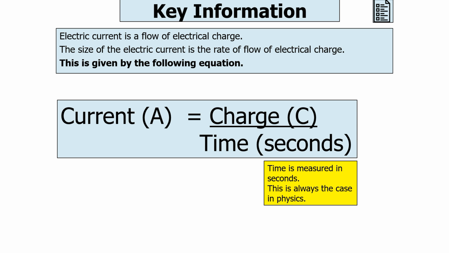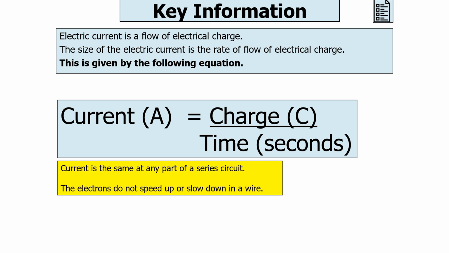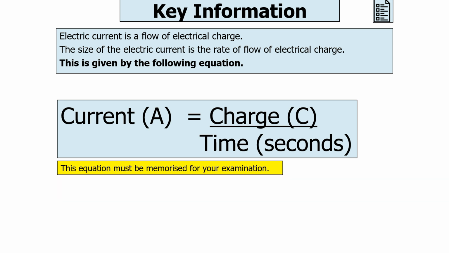Now, current is the same at any part of a series circuit. The electrons do not speed up or slow down in a wire. Current splits when it encounters a junction, so the electrons will split equally about the path which to take. Now, this equation must be memorized for your examination.